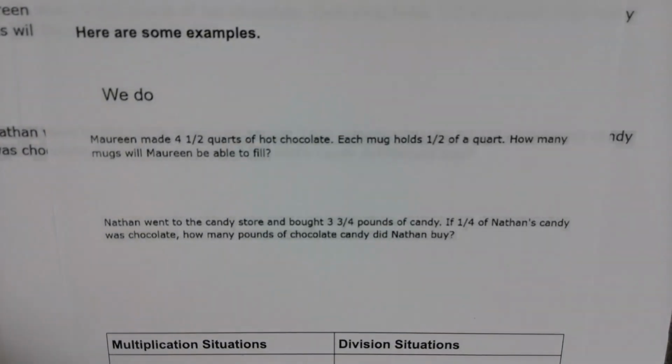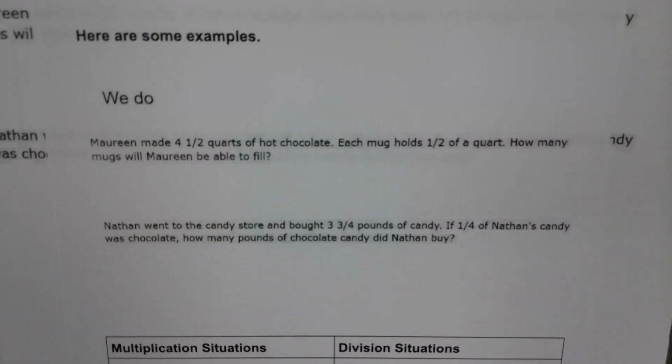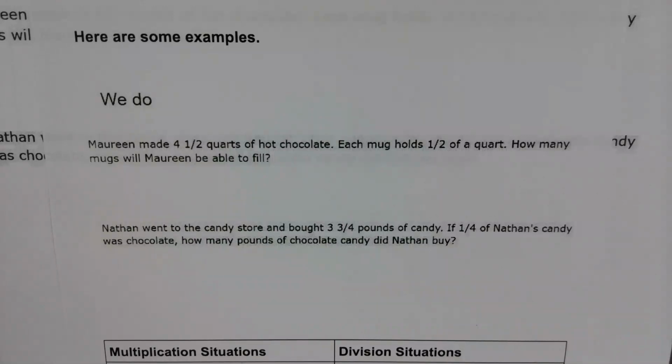So let's make it here. Let's see, two examples. Choosing our correct operation is our goal today. Maureen made 4.5 quarts of hot chocolate. Each mug holds 1/2 quart. How many mugs will Maureen be able to fill?